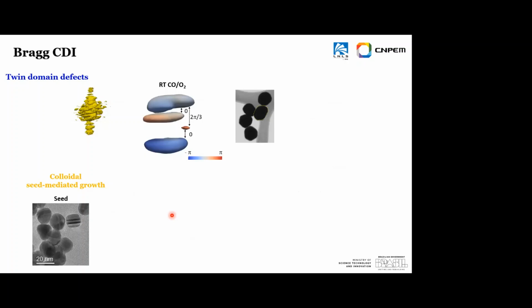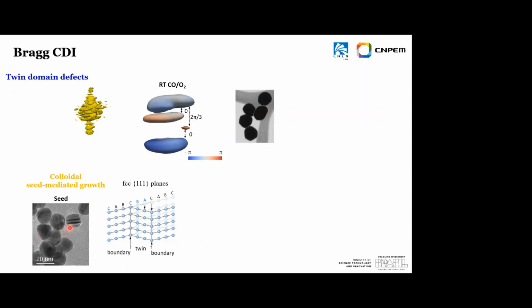Another example that really shows the capabilities of the Bragg CDI technique is when you have a huge defect in the sample. For example, you can have a twin defect. Here we have the crystal planes A, B, C, and at some point there is a defect that changes the sequence, and then the planes grow in another direction. At some point it comes back to the original sequence and grows in the same direction again. This is called a twin boundary. It's well known to happen in metallic nanoparticles.